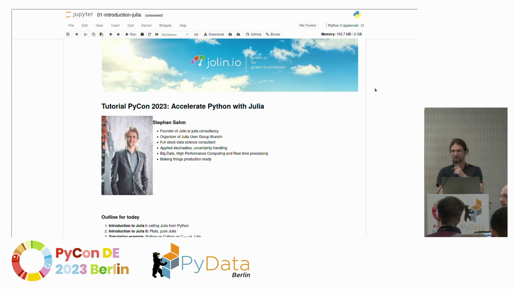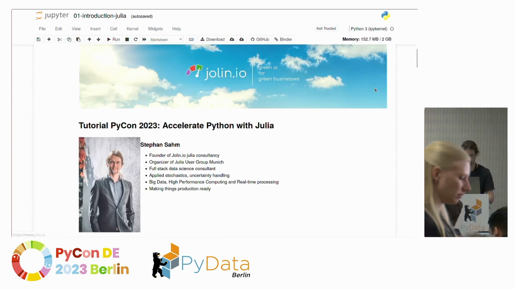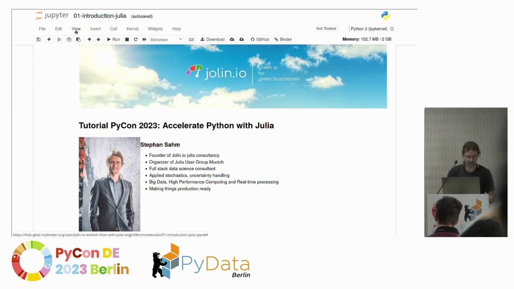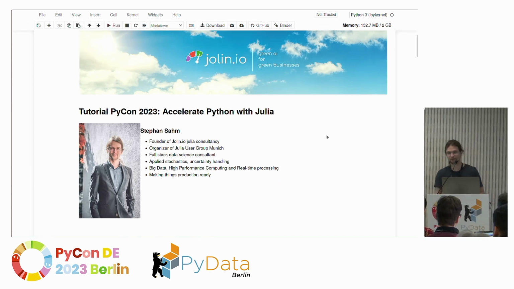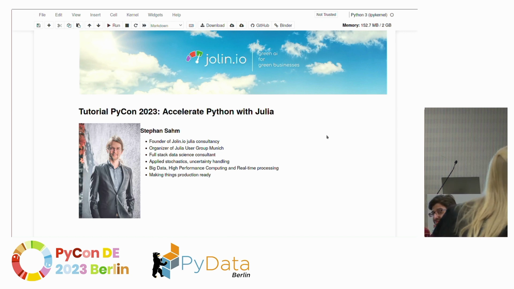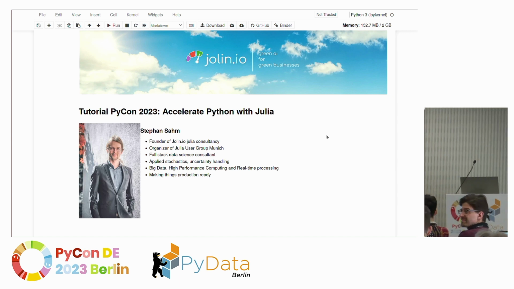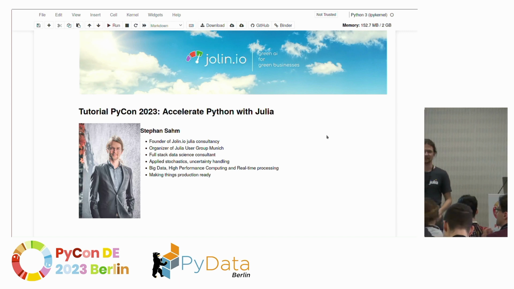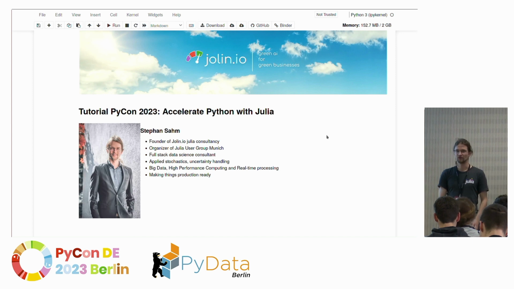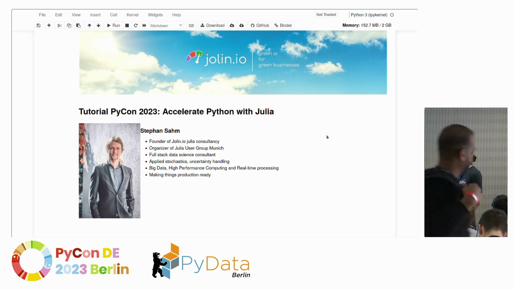A few words about me. I'm Stephan. Let me make this a little bit larger. Okay. So I'm Stephan Sahm. I'm one of the Julia enthusiasts in Germany. About 1.5 years ago, I started my own company to offer Julia consultancy in Germany. It's called Julien.io, and it's progressing. The market is still very small, but as you see, there's a huge potential also in this technology.